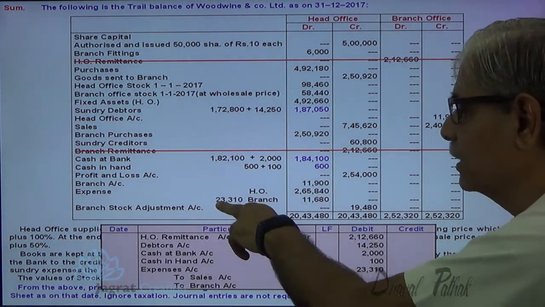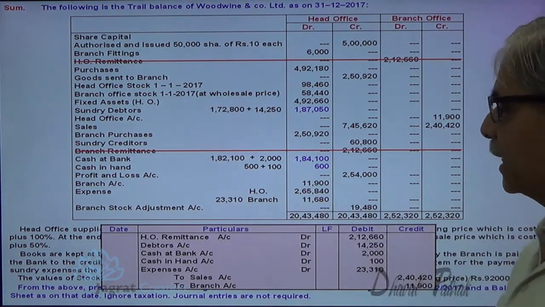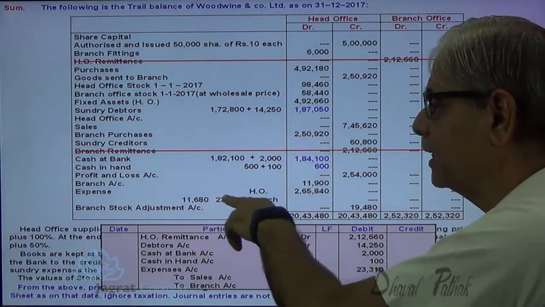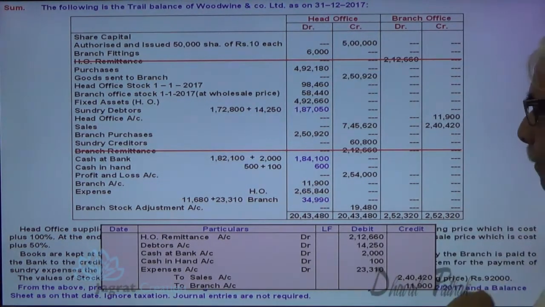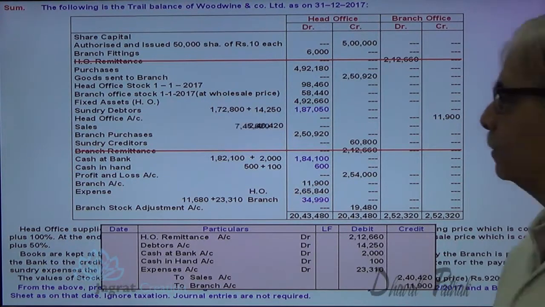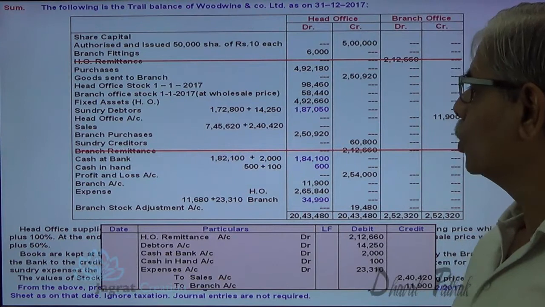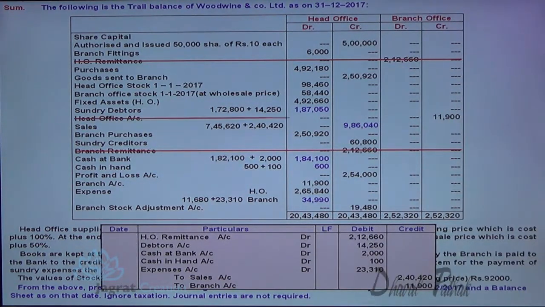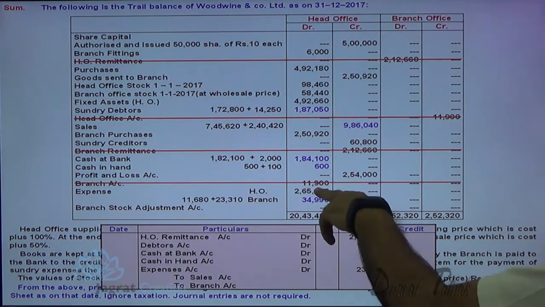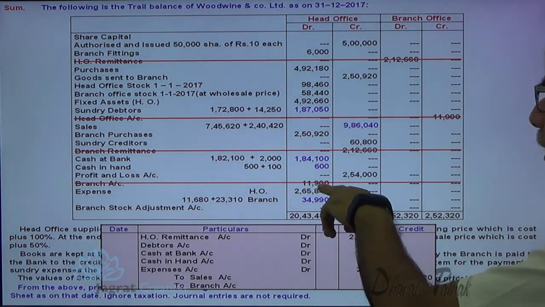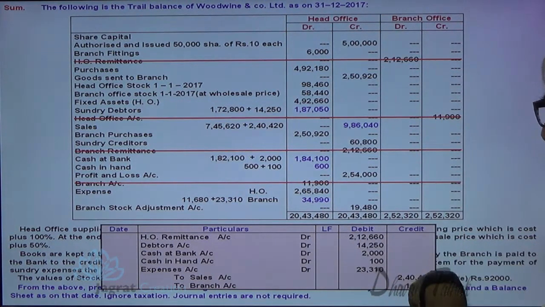Branch expense 23,310. 11,680 paid by HO. So HO has paid these expenses. These are the expenses of the branch. So total expense of the branch is 34,990. Now this sales account 2,40,420. 7,45,620 plus 2,40,420. So this is the total sales. Now 11,900 is credited. 11,900 is debited here. So this debit balance of 11,900 gets adjusted against this absorbed credit balance.